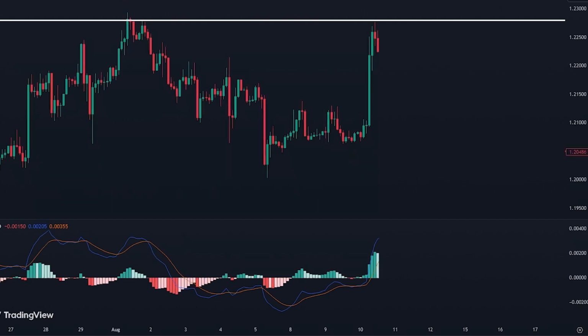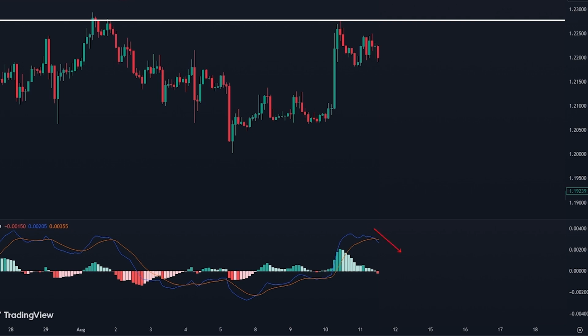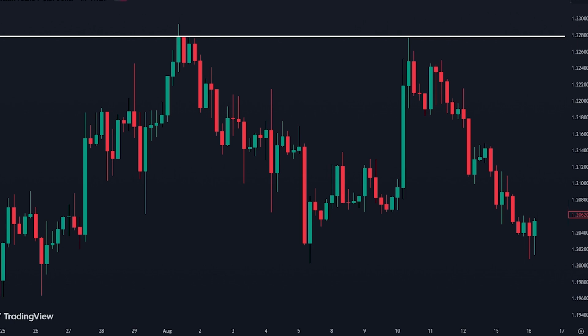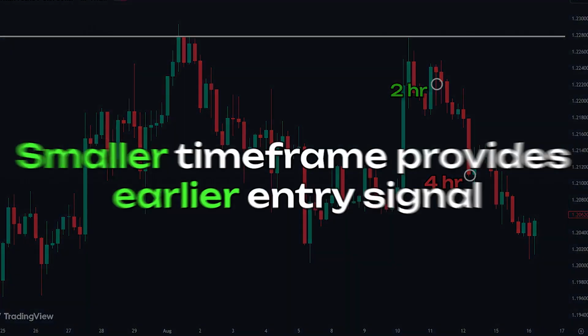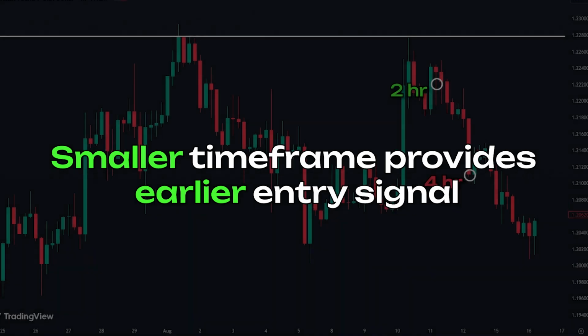In this smaller time frame, we patiently anticipate the MACD to initiate a downward crossover, indicating an optimal entry point for a short position. So now let's go back to the 4-hour chart and compare the 2 entry signals. Here we are back at the 4-hour time frame, and notice that if you would have used the crossover from the 2-hour time frame, the trade entry would have been here. But if you would have used the crossover from the 4-hour time frame, it would have been here. And despite the fact that both trades ended up being profitable, the smaller time frame crossover still gave us an earlier entry signal. Let's take a look at the strategy one more time.